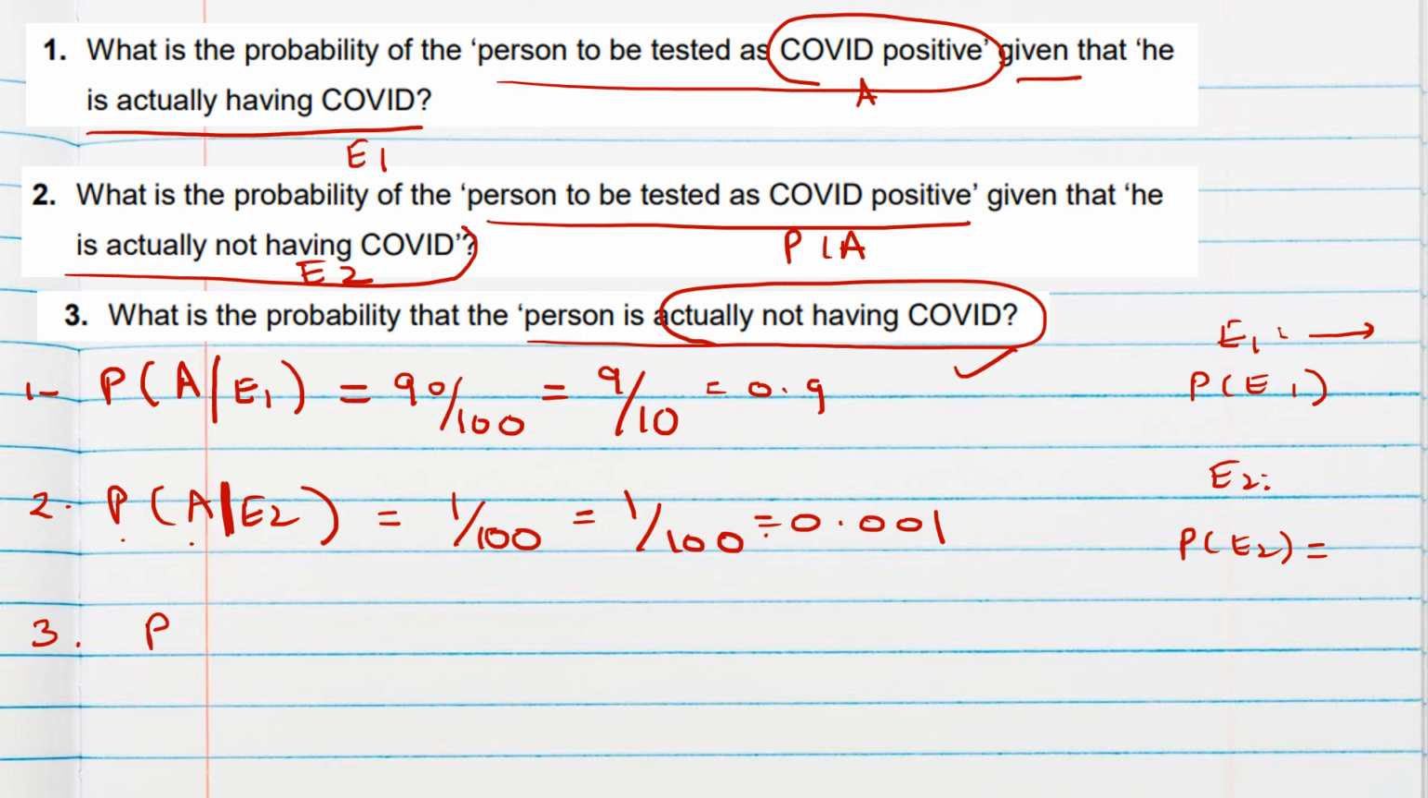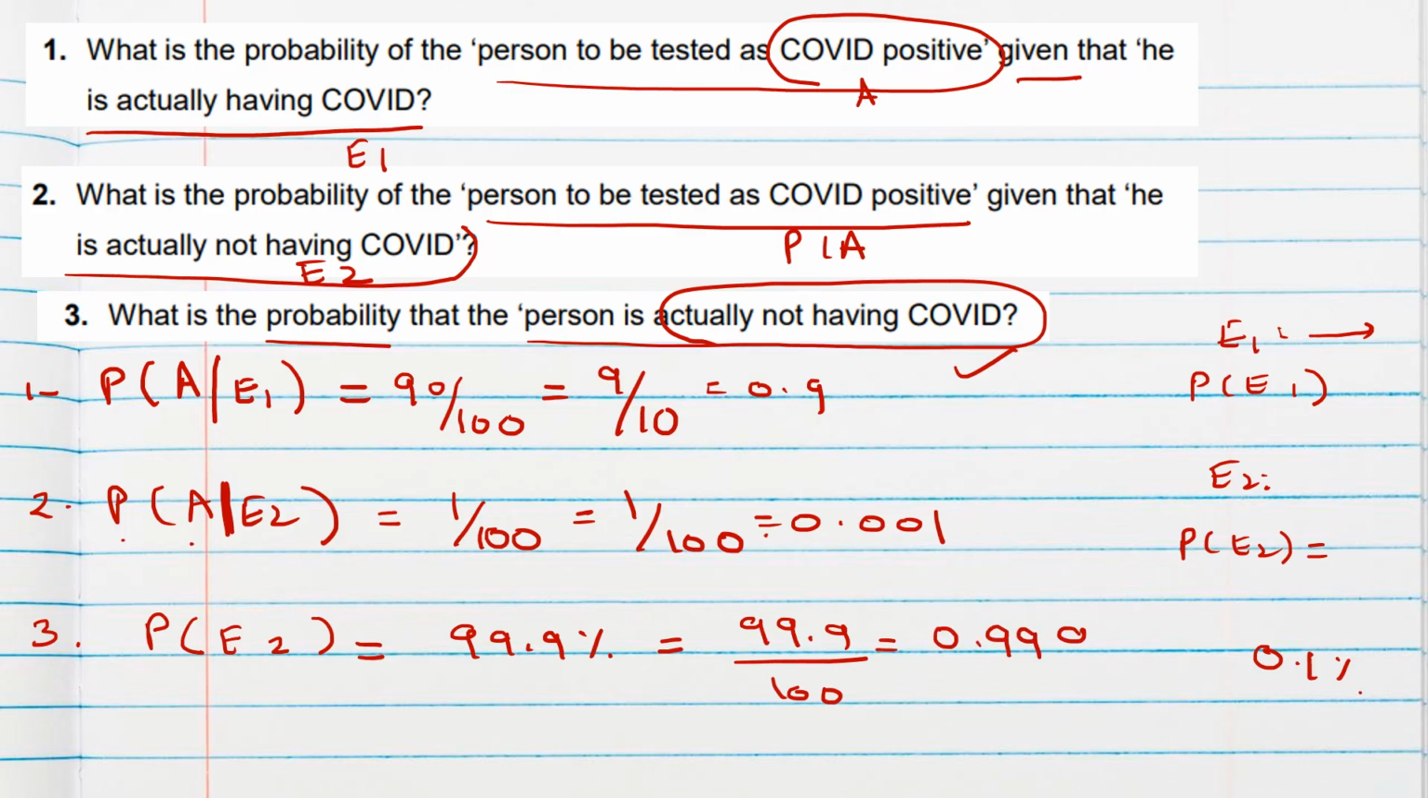So probability of not having, we considered as probability of E2, free from COVID, which we have found actually. Having COVID was given 0.1%, then we subtracted from 100, we got 99.9%. But the question is probability. That also you have to check, whether probability or percentage is asked. So 99.9 by 100, you can say 0.999. This is the probability of the person not having COVID.